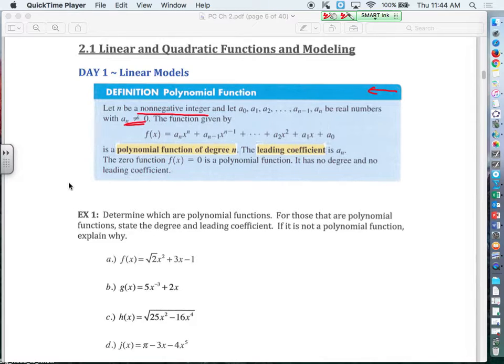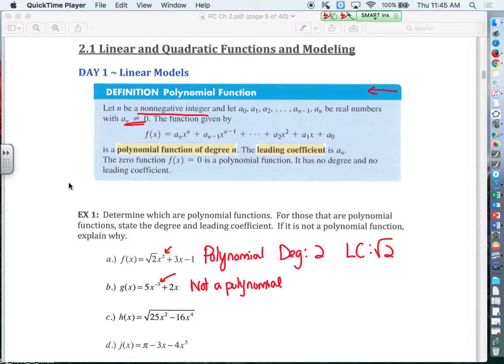So if you look at this, the highest power for x is x squared, so it is a polynomial. That's a non-negative integer for that degree, so the degree is 2. And the lead coefficient is the coefficient of that term, which is square root of 2. If you look at the next one, this one's not a polynomial because the exponent for your x is a negative value.